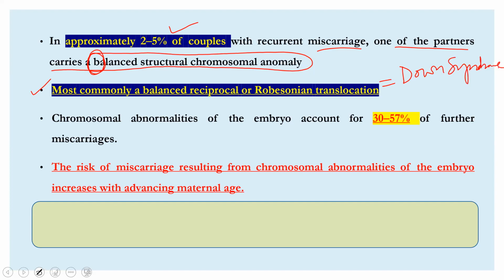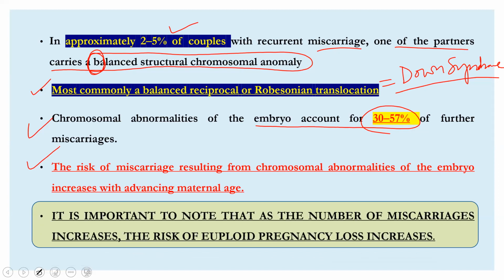We said earlier that aneuploidy risk is going to be increased. Chromosomal abnormalities of the embryo account for 30 to 57% of further miscarriages. The risk of miscarriage resulting from chromosomal abnormalities of the embryo increases with advanced maternal age, which we have discussed earlier as well. Now you guys can relate how things are working synchronously with each other. Advanced maternal age increases chromosomal abnormality, and chromosomal abnormality leads to recurrent pregnancy losses as well. The interesting thing is that as the number of miscarriages increases, the risk of euploid, normal pregnancy loss, will increase as well.